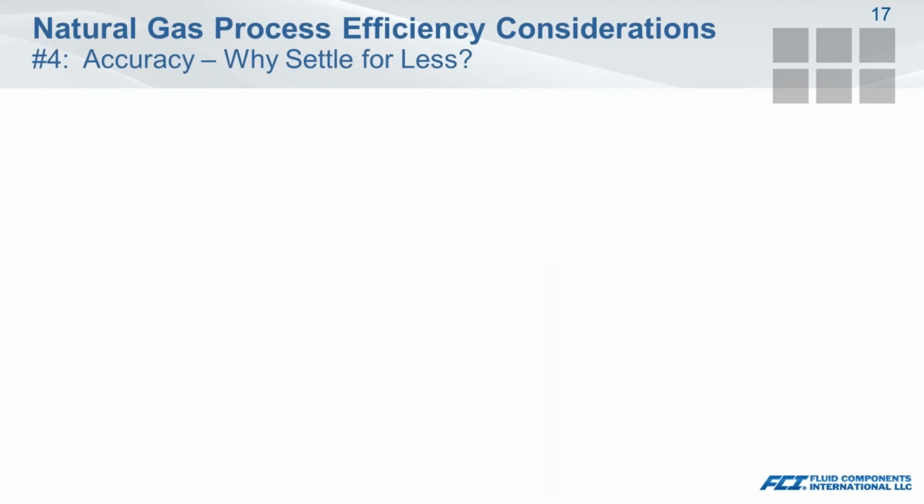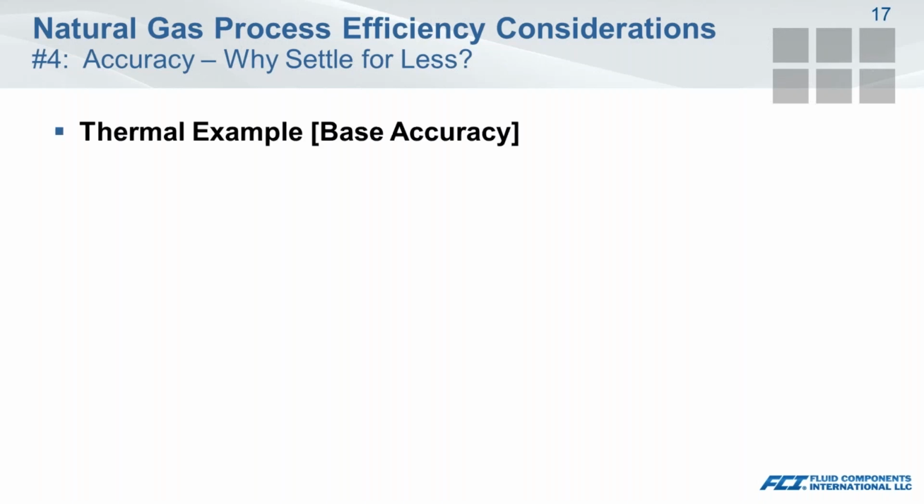So when we look at accuracy, the question we ask ourselves: why settle for less? As stated in our polls, customers are looking for the best accuracy of these measurements as possible. And when you look at different manufacturers, different technologies, a lot of what you're going to see published is their base accuracies. These are under ideal conditions.